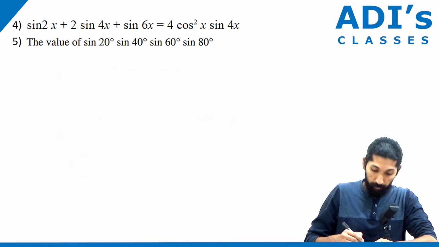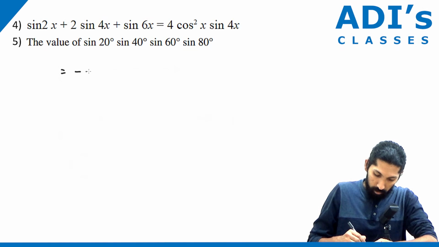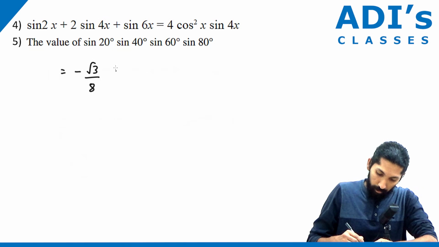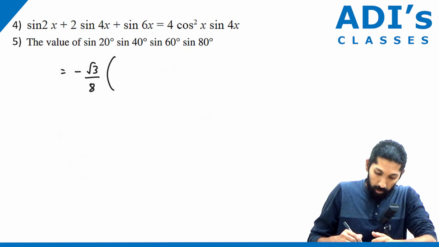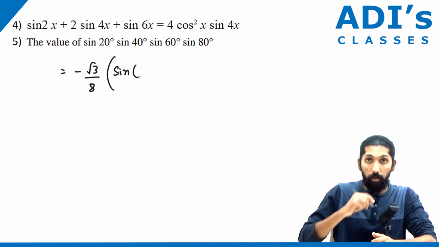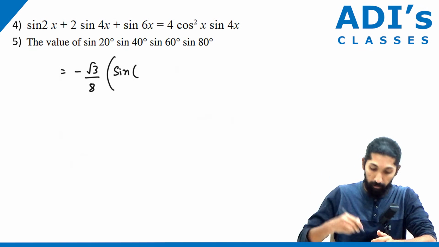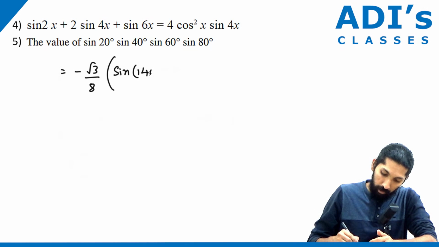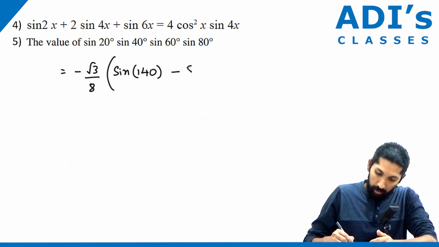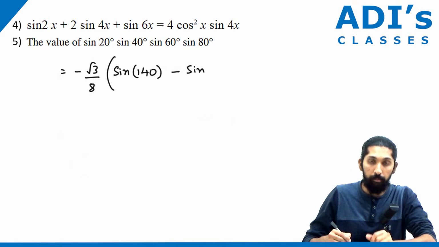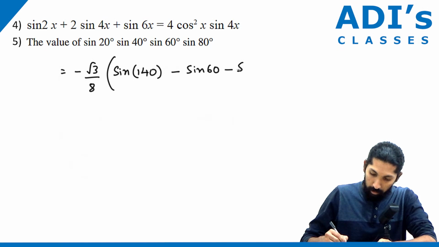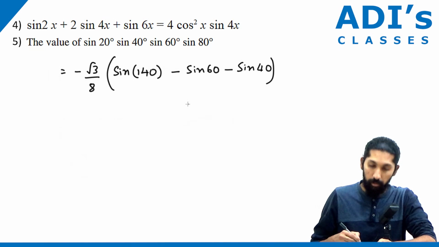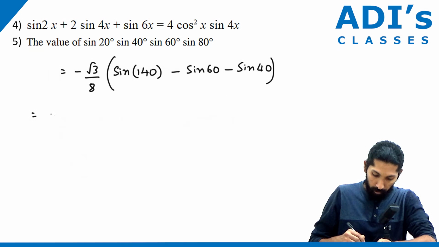What you're going to have is minus root 3 by 8 into, now it is 2 cos x into sin y, right? So sin of, now what do we have? 100 plus 40. Sin 140 minus sin 60. 100 minus 40. This one minus sin 40. Correct? You will have minus root 3 by 8 into.